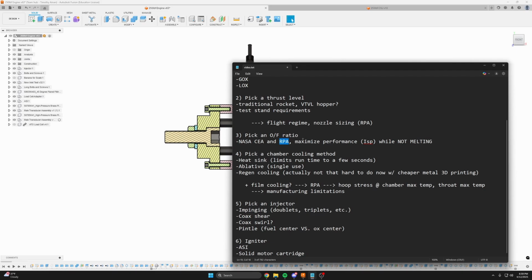I haven't looked at that yet, but you can mess around with that or create your own thermal sim. There are other options out there, but basically you want to pick an OF ratio that maximizes performance while not melting your chamber with the level of cooling you have.